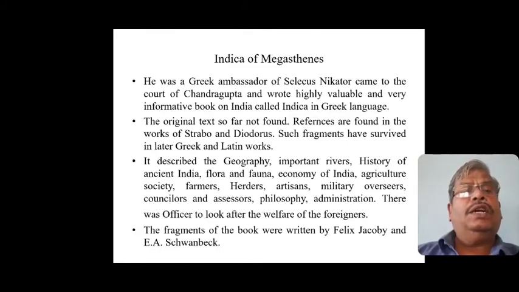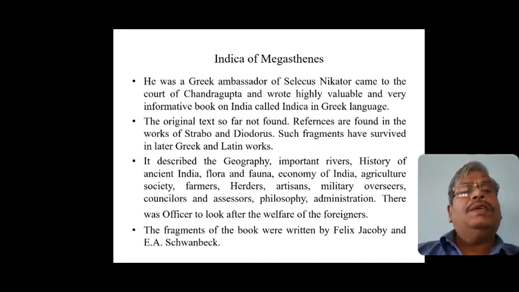For the first time, a Greek ambassador called Megasthenes of Seleucus Nicator came to the court of Chandragupta and he wrote a highly valuable and very informative book on India called Indica in the Greek language. So far, the original text has not been found, but based on the references found in other works of Strabo and Diodorus, such fragments have survived in later Greek and Latin works. They have been collected and published in the form of a small book.